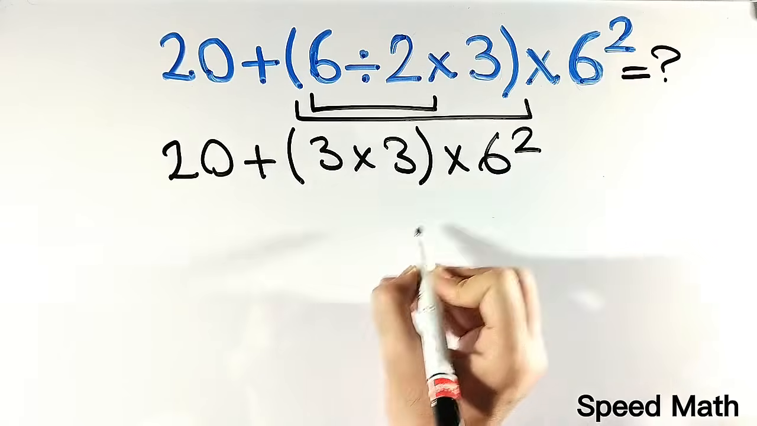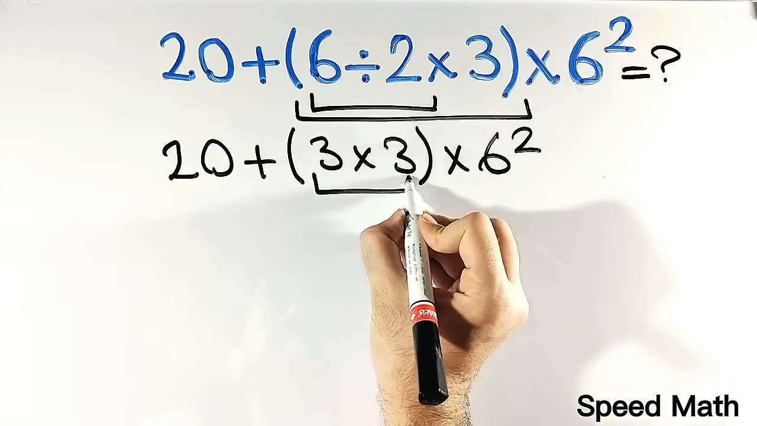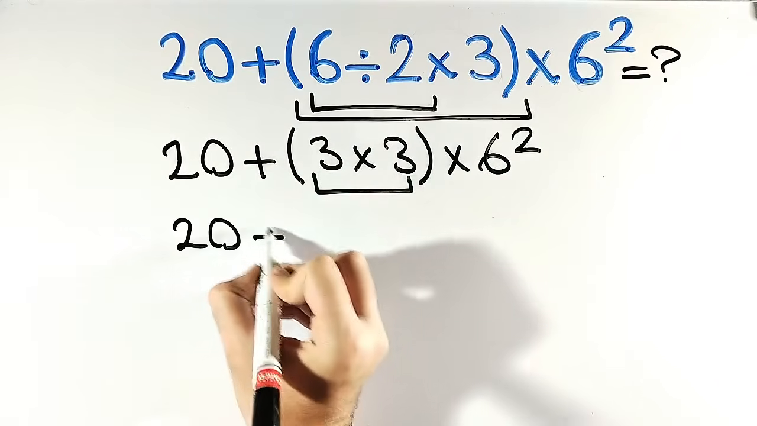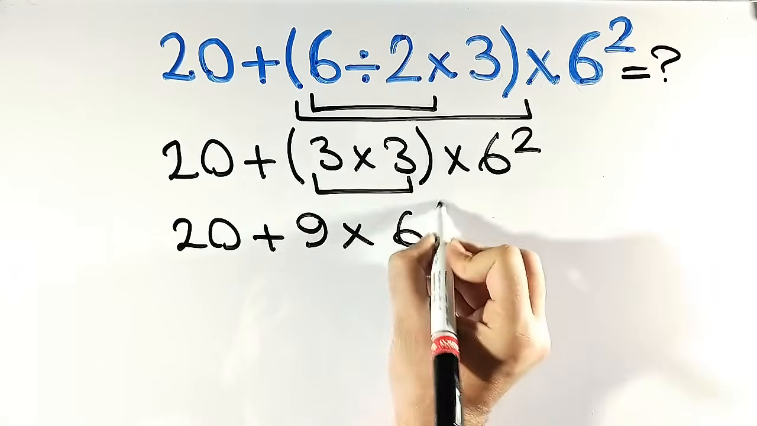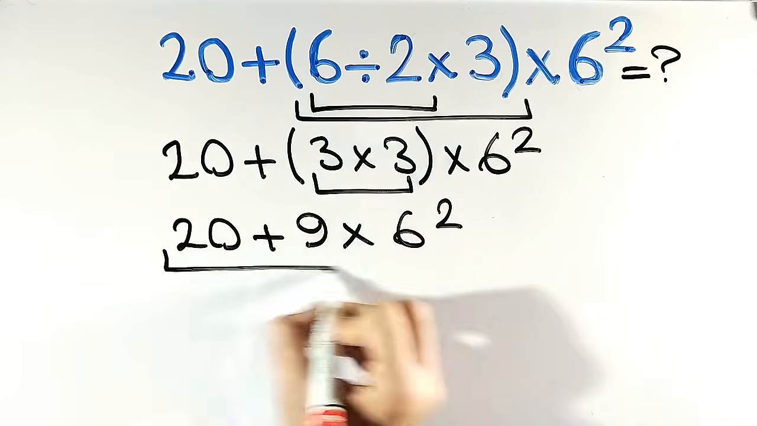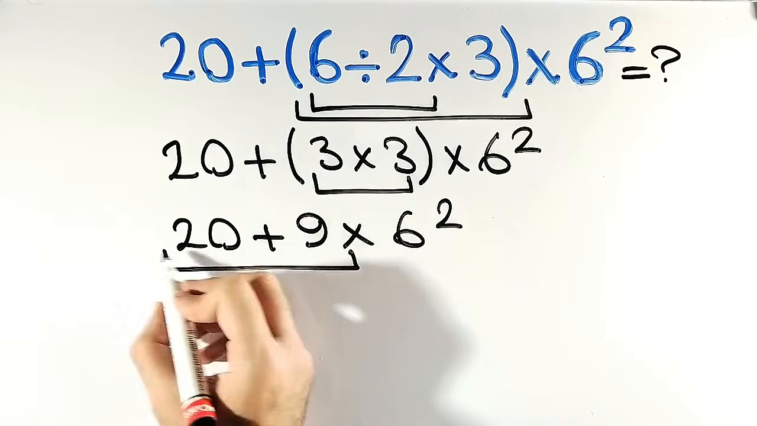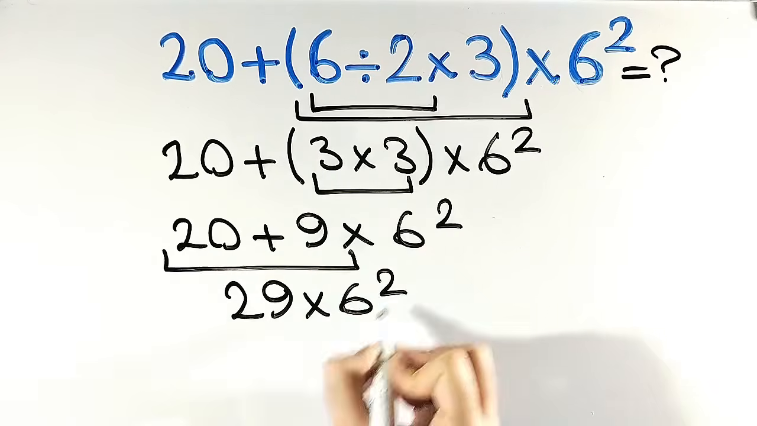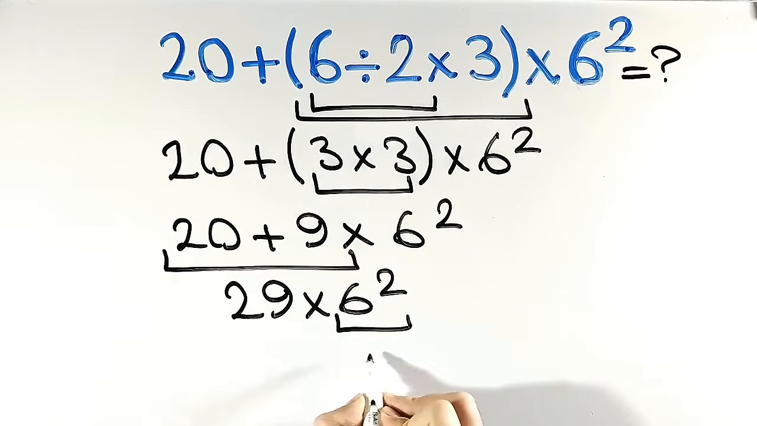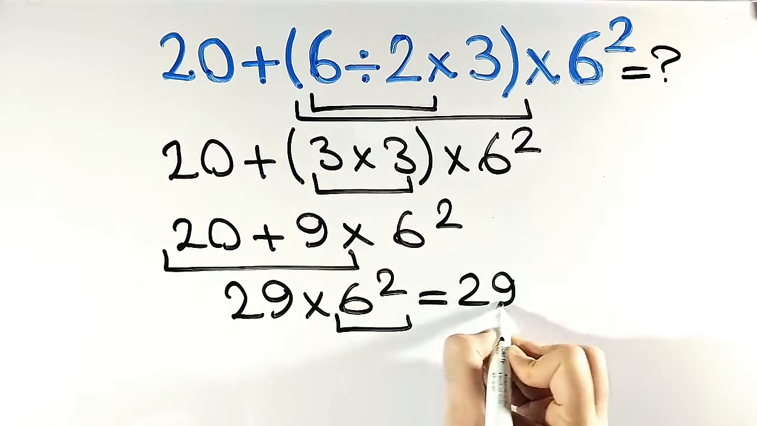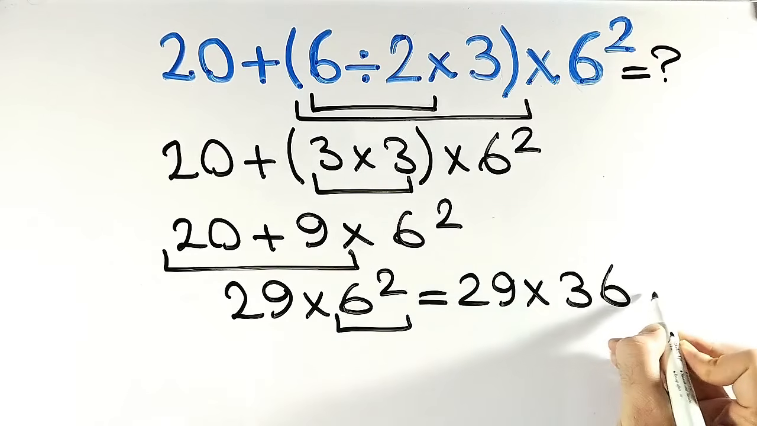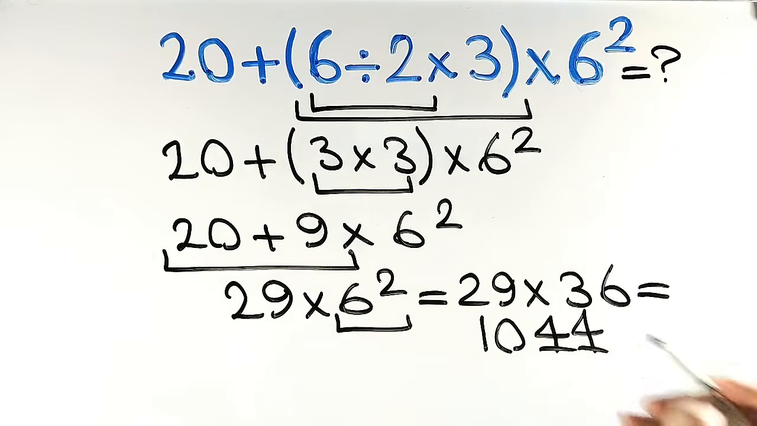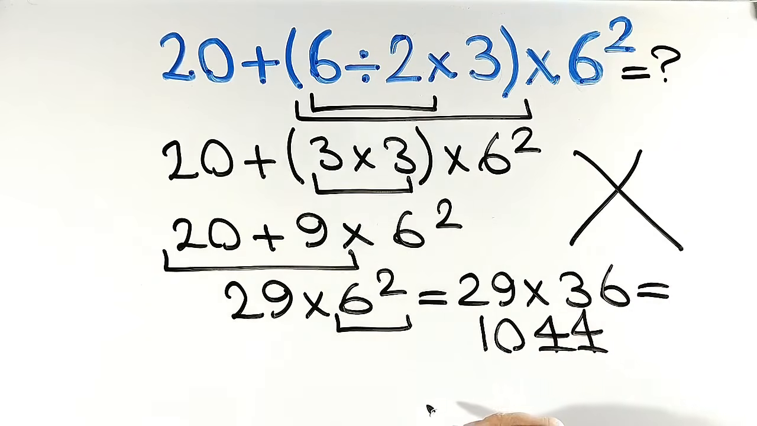multiplied by 6 squared. And the next step, they go for the multiplication between 3 and 3 and write this expression as 20 plus 9 multiplied by 6 squared. Then they go for the addition between 20 and 9 and instead of this expression, they write 29 multiplied by 6 squared. Next, they go for the exponent and write this expression as 29 multiplied by 36, which finally gives them the answer 1044. However, this answer is absolutely wrong.